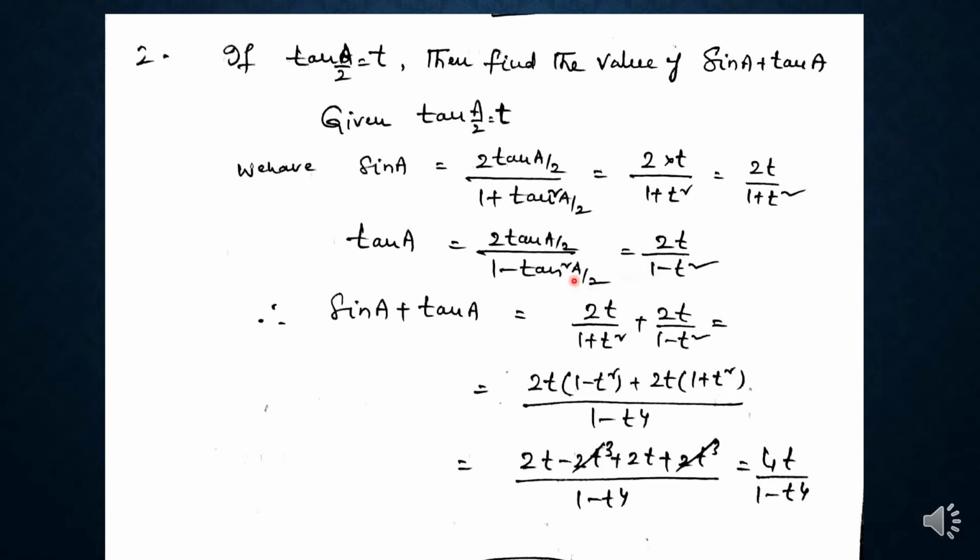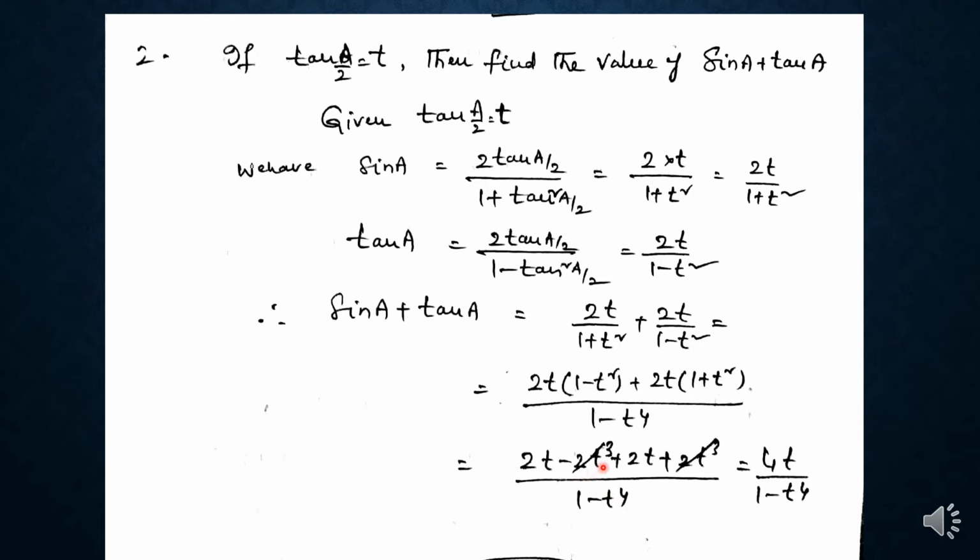Now by adding these two, sin A plus tan A is equal to 2t by 1 plus t squared plus 2t by 1 minus t squared. By taking the LCM here, you will get 1 minus t to the power of 4 in the denominator. In the numerator, you will get 2t into 1 minus t squared plus 2t into 1 plus t squared. Now by simplification, we will get 2t minus 2t cube plus 2t plus 2t cube, divided by 1 minus t to the power of 4.